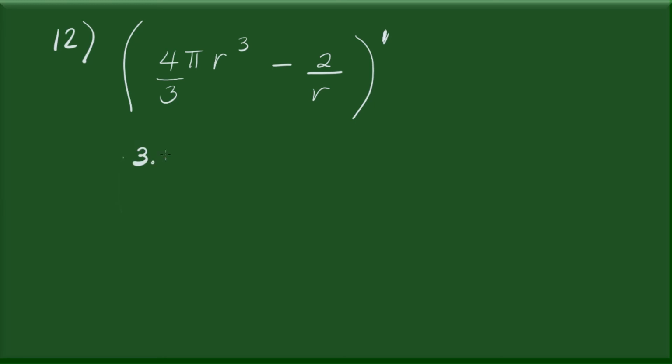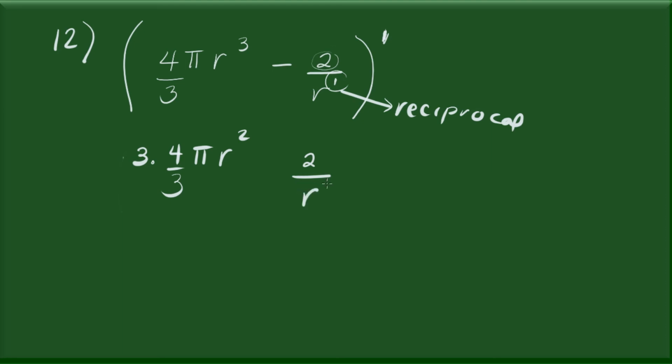Got 3 times 4/3 pi r squared. Okay. Now this is a reciprocal right here, so we can use a shortcut. That means 2 times 1, which is 2, over r raised to 1 plus 1. Okay? And then switch the sign. Okay, final answer is 4 pi r squared plus 2 over r squared.